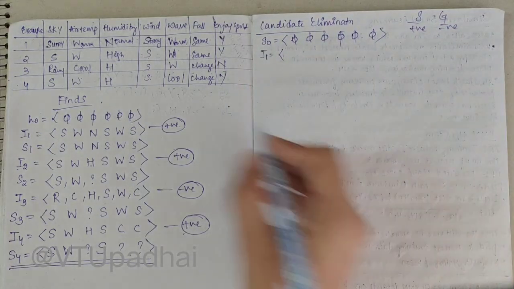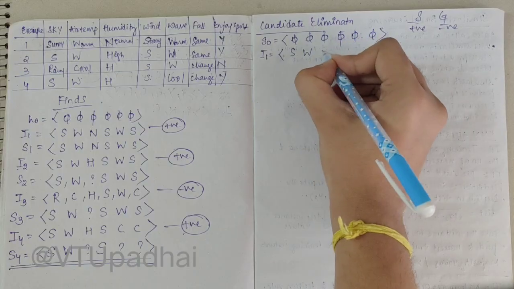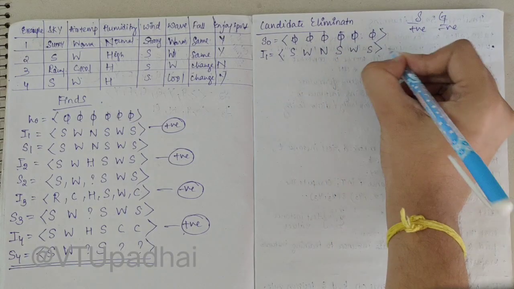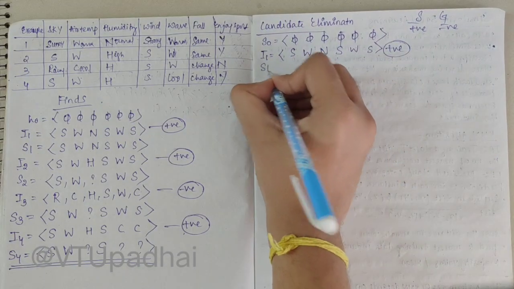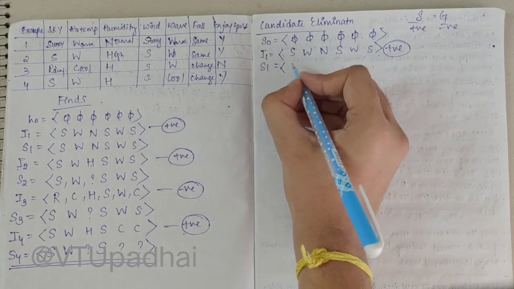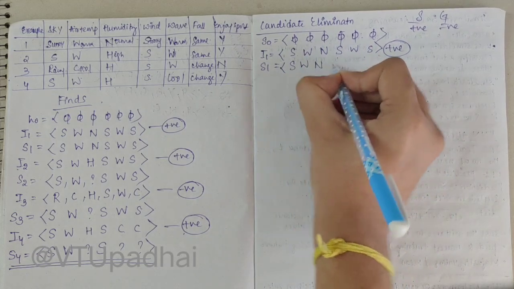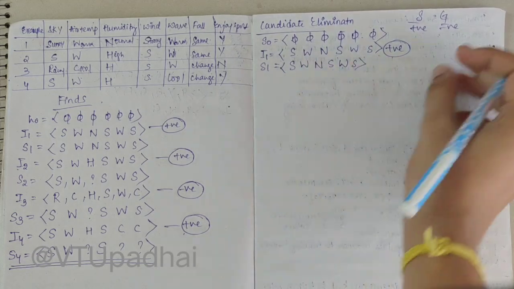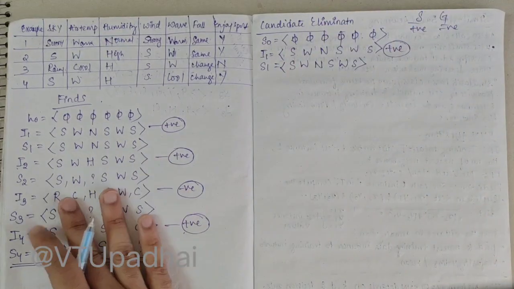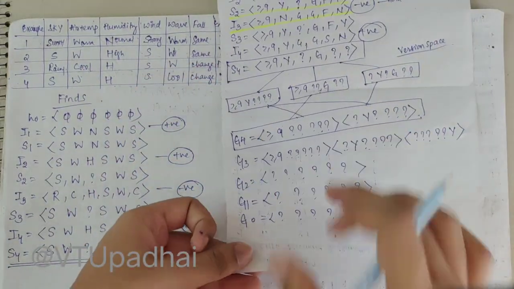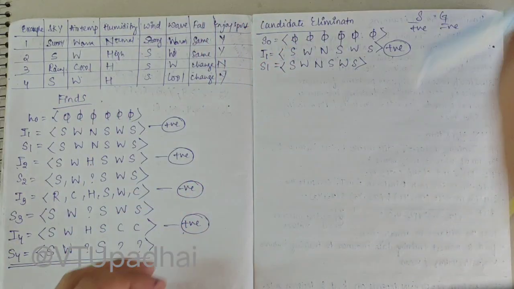So I1 value I'll write SWN SWS. This has a positive instance, so update S1. S1 would be updated, so it will be SWN SWS. Now in the previous question I had written it in this form, where I had updated S on one side and G on one side. Instead you can do it directly also. You can write here only.